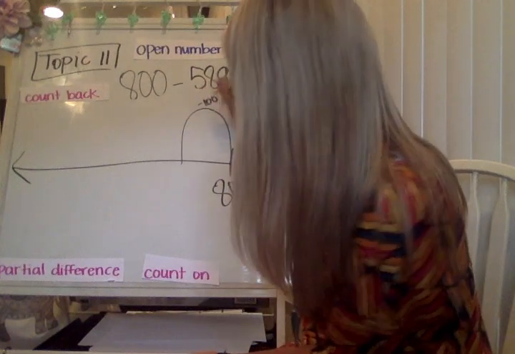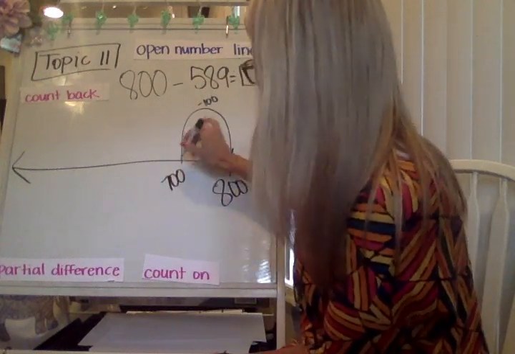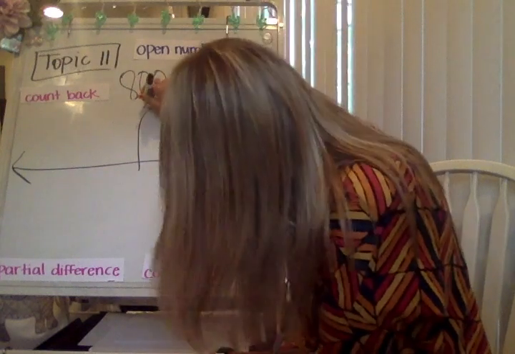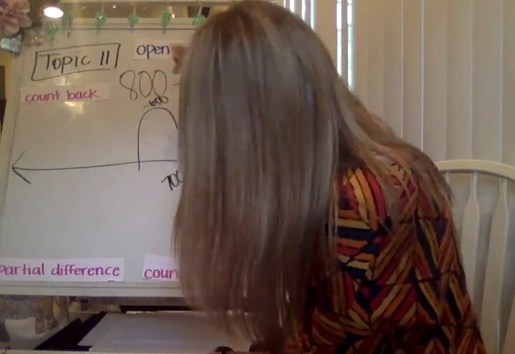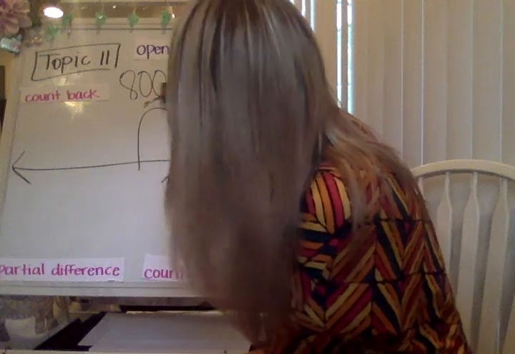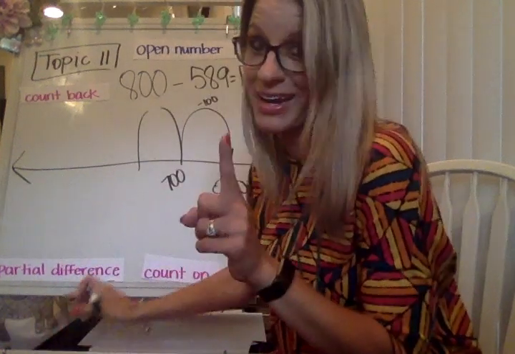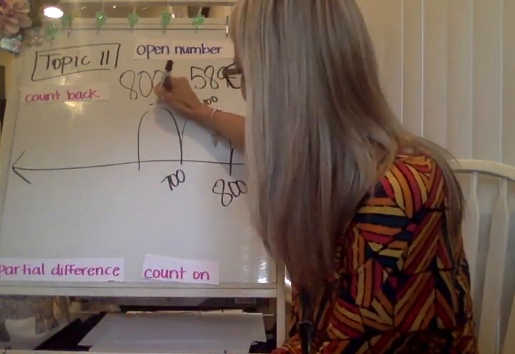First, I'm going to subtract 100. That gets me to 700. Now I'm going to subtract another 100. Oh, 600. No. Hold on. Subtracting only 100. My bad. All right, so minus 100.